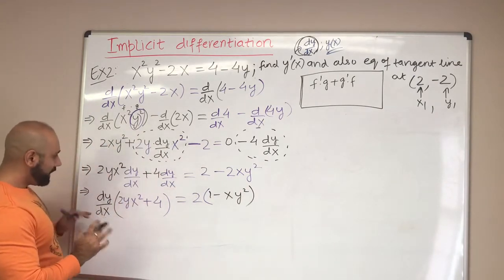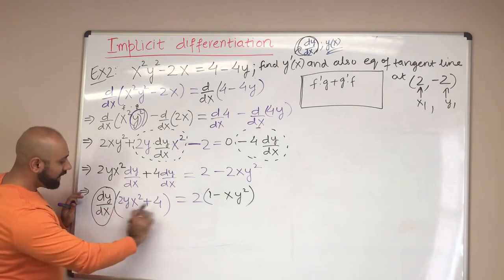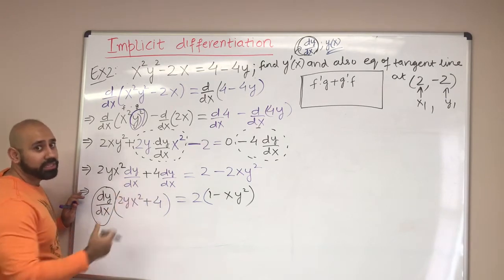Once we have this, keep in mind our goal is to find dy over dx. To get dy over dx by itself, we need to get rid of this term. How can we get rid of this term? We just divide both sides by that.